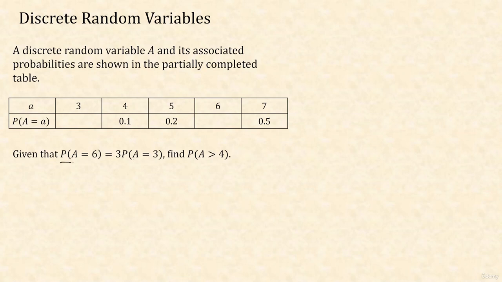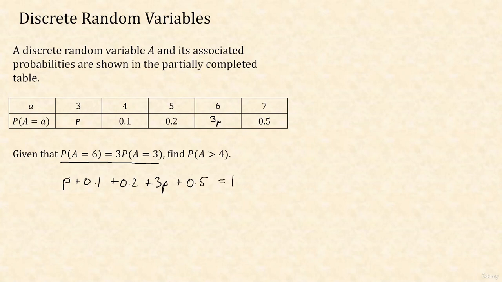Okay, let's start by thinking about this information here. Let's for the moment put some unknowns in here. We know the probability of it being 6 is 3 times the probability of it being 3. So let's call this one p for probability, and we'll try and work out what that is. If that's p, this one's 3p, because we're told the probability that A is 6 is 3 times the probability of it being 3. Well, now we can use the fact that the probabilities have to add to 1. We must have p + 0.1 + 0.2 + 3p + 0.5 = 1.